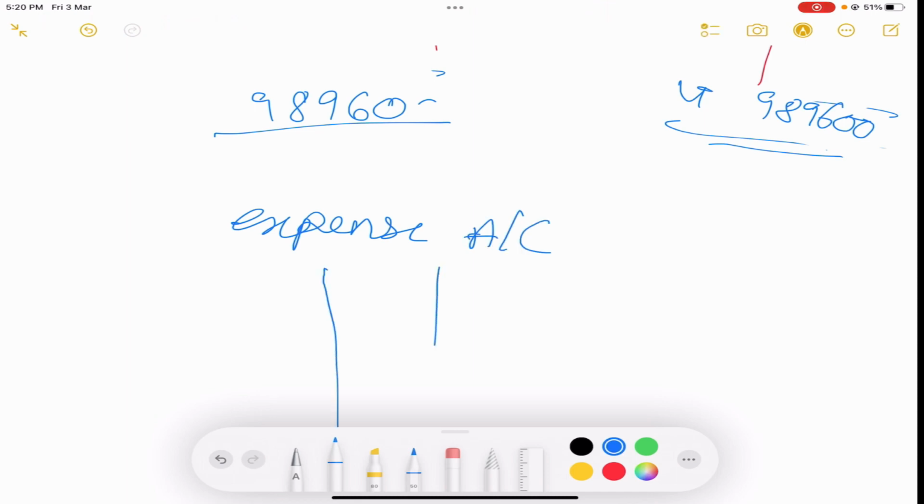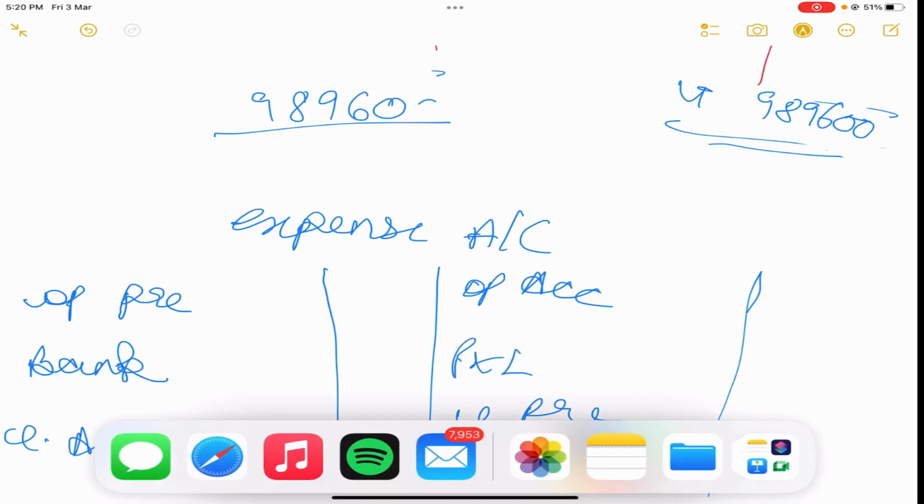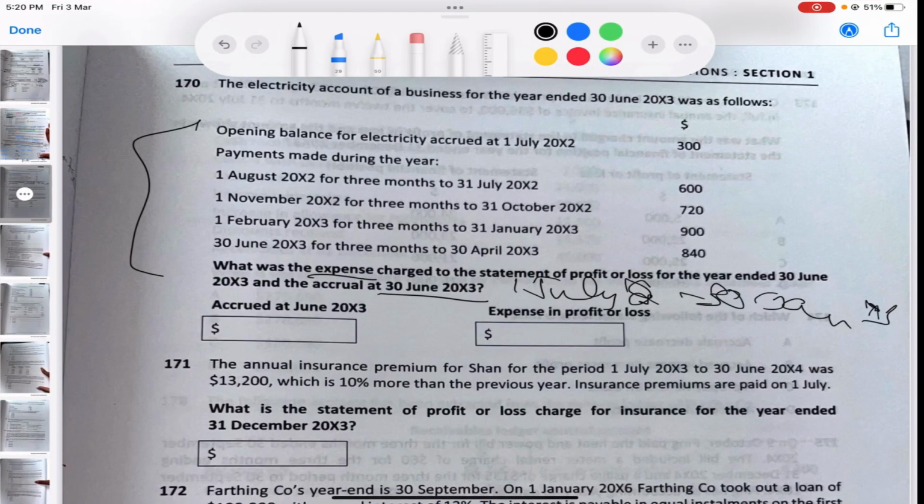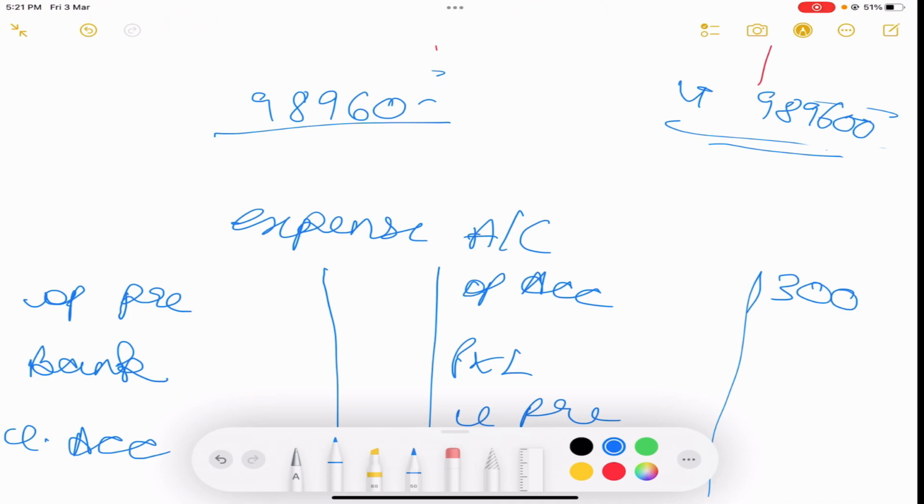Formula again, we know that in expense we always have opening prepaid over here, closing prepaid over here, opening accrued over here, closing accrued over here, bank and P&L. Going back to the question, the opening balance for accrued electricity is 300. So we have opening accrued which is 300 in the question.